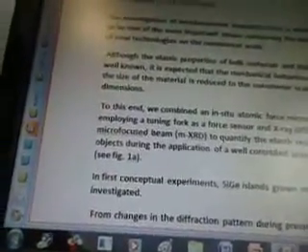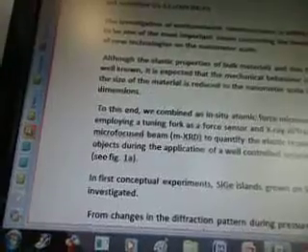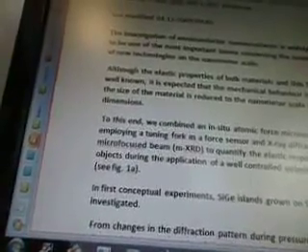Although the elastic properties of bulk materials and thin films are well known, it is expected that the mechanical behavior is altered as the size of the material is reduced to the nanometer scale in 2 or 3 dimensions. To this end, we combined an in-situ atomic force microscope. I'm wondering if your nanometer structures, have you ever tried doing it in a sphere? I don't have time to Google that, but I'm just thinking out loud here.